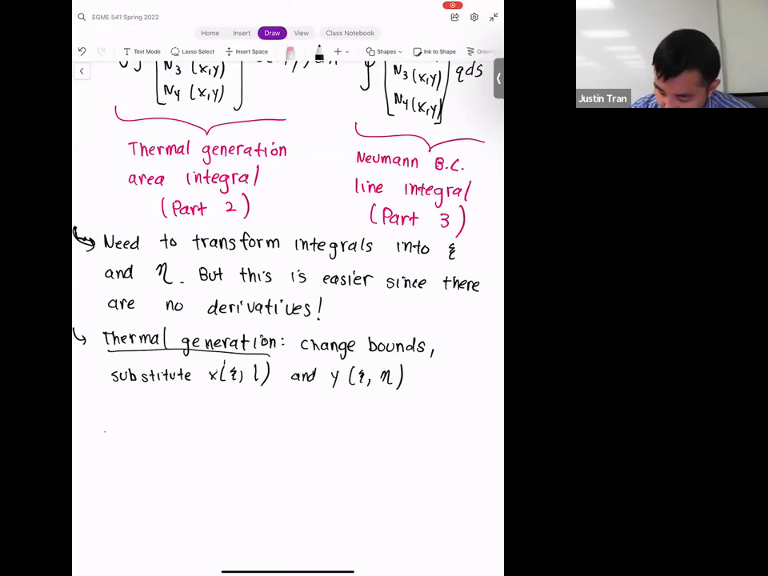I have no idea why my iPad's doing this. Just trying to draw a straight line, iPad. Come on.